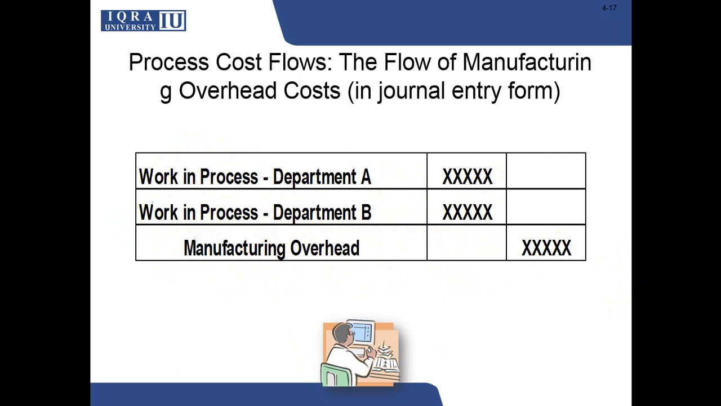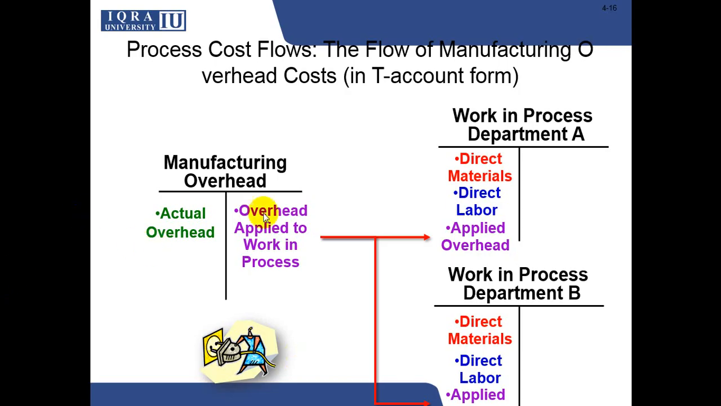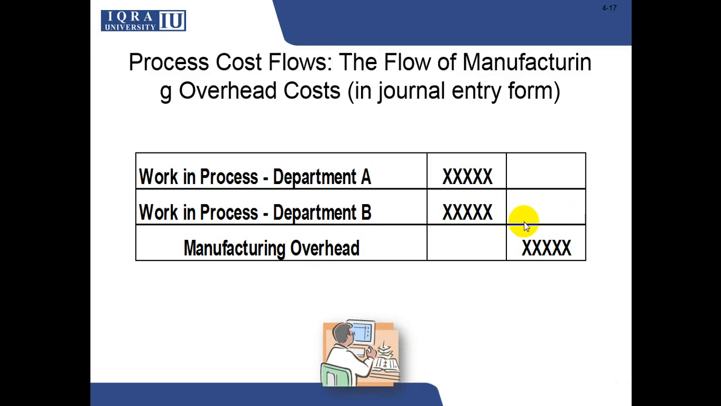is credit, as we have seen from our T account, right? See here, overhead applied to production is credit, and these two are debit, WIP, right? So WIP department A is debit, WIP department B is debit, and manufacturing overhead is credit.